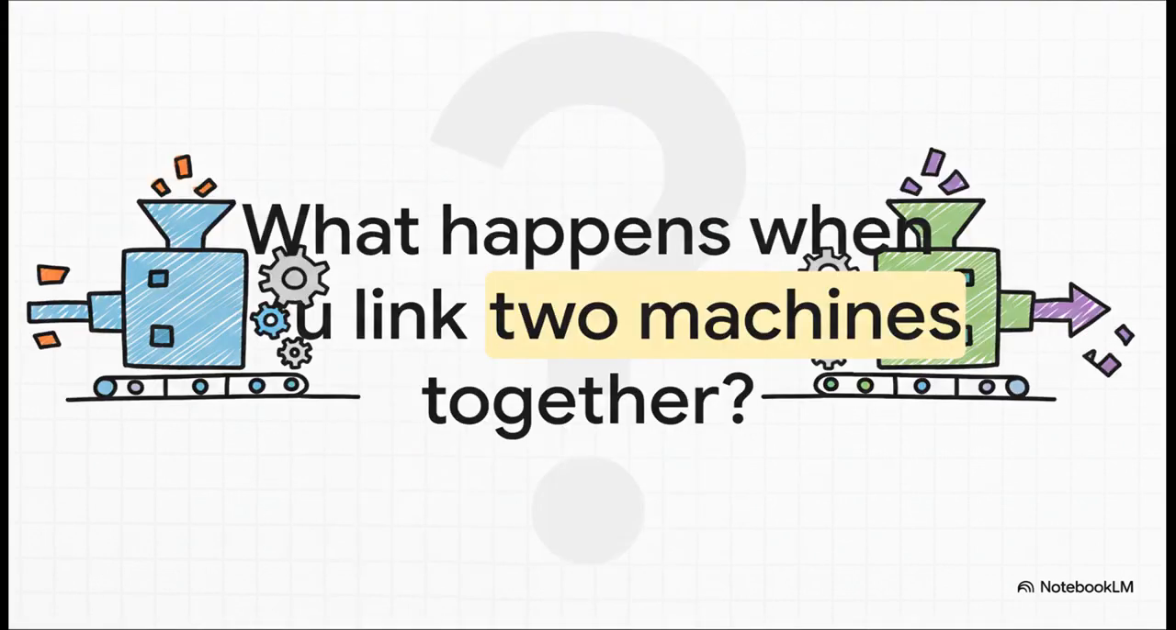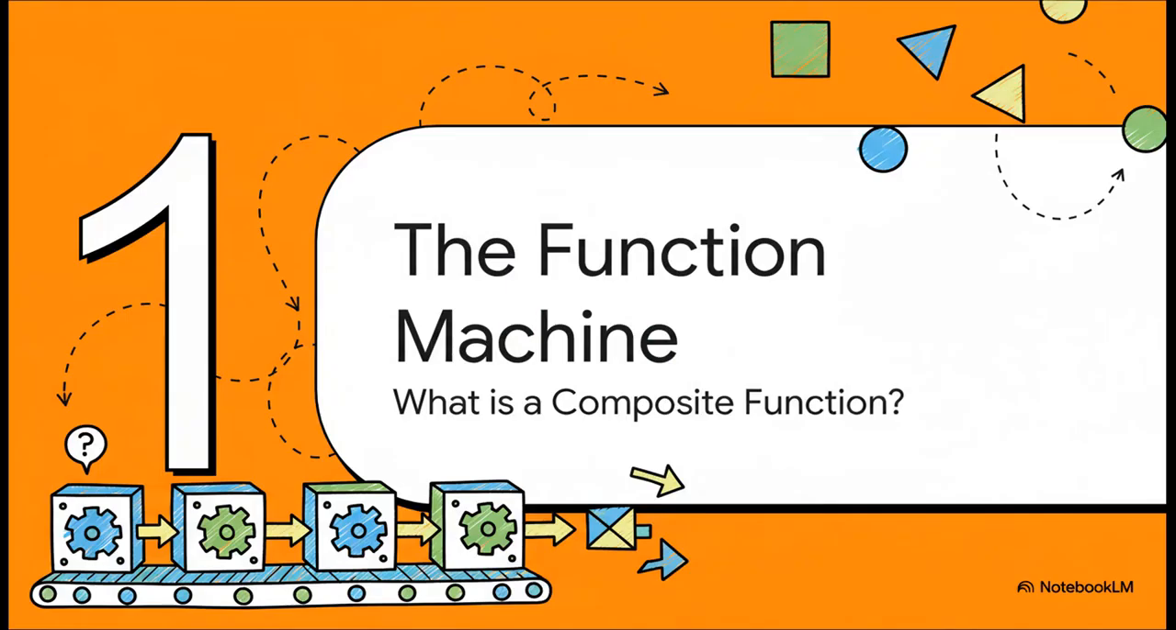Okay, but here's where it gets really cool. What if one machine just isn't enough to get the job done? What happens when you start linking them together, one after another, like a mathematical assembly line? Well, that idea, that whole concept of one machine's output becoming the input for the next machine in line, that's a composite function. That's the entire game right there.